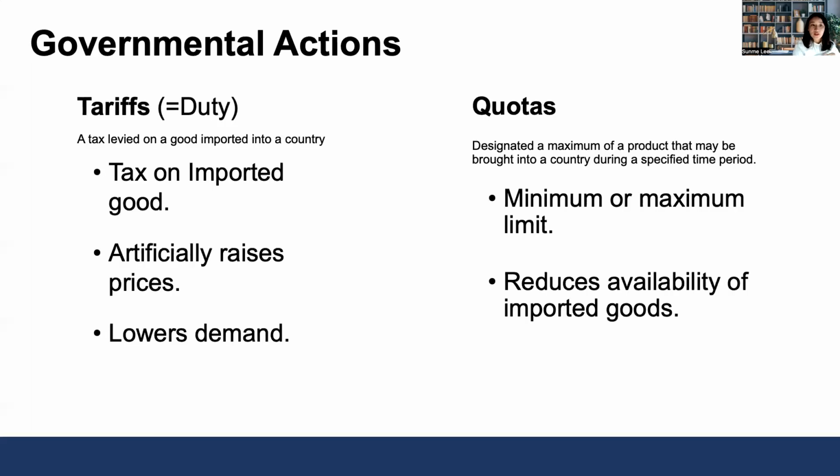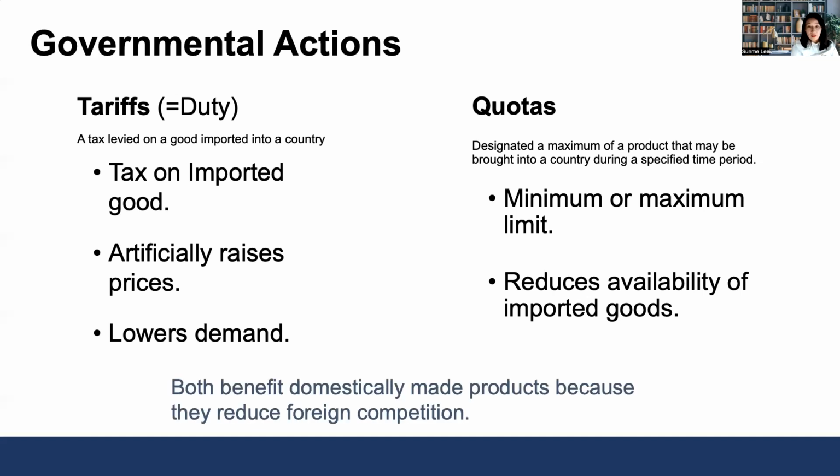The next one is the quota. It artificially controls the quantity, with a minimum or maximum limit. So it reduces the availability of imported goods. Many trade negotiations often revolve around reducing or eliminating tariffs, quotas, or similar impediments to trade. Both measures give benefits to the domestic market because they reduce foreign competition.